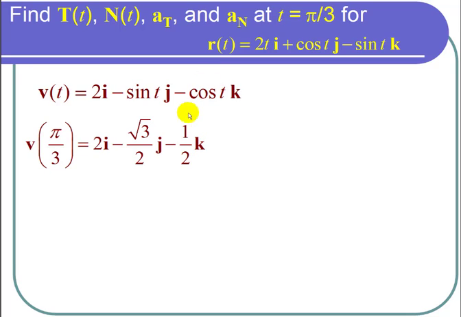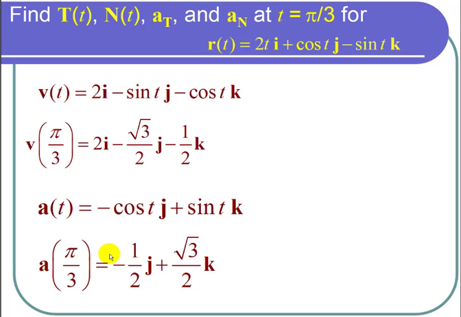To find the acceleration vector, I take the derivative of the velocity vector, and that is just negative cosine of t j plus sine of t k. And if I plug in pi over 3, I get negative 1/2 j plus root 3 over 2 k. So I now have my velocity and acceleration vectors. Let's work on the information that's requested.